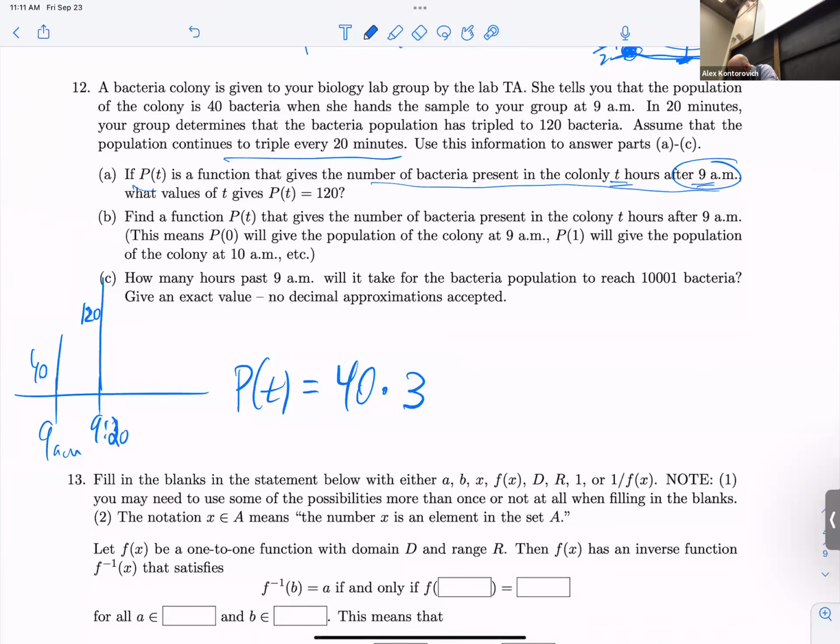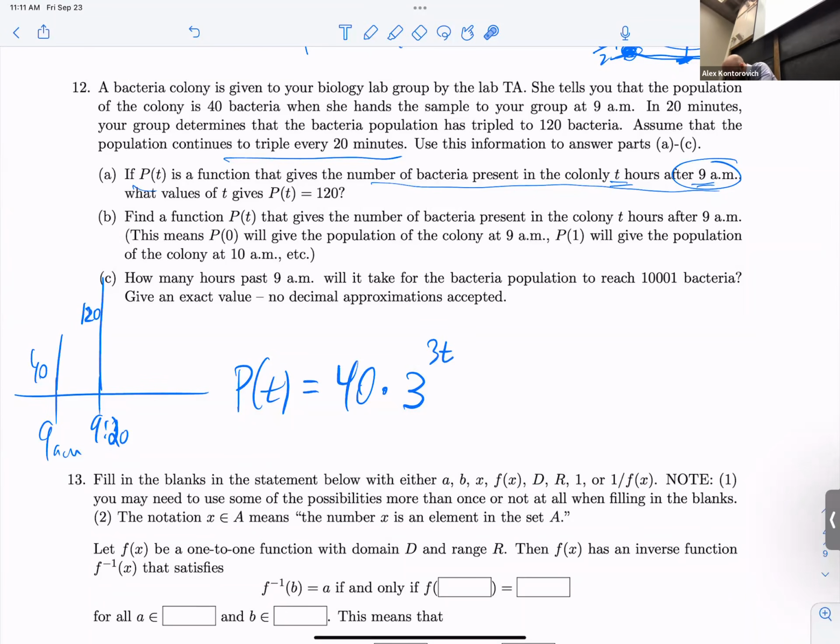Maybe it's 3 to the 3T. Let's see. When T is a third, that's when this is 1, and that's when I get to multiply by 3. And if T is equal to 1, I multiply by 3 and by 3 again and by 3 a third time. So it's 27, 3 cubed, right? That makes sense to me. At 9:20 we've tripled, at 9:40 we've tripled again, and at 10 we've tripled 3 times. So that's 3 to the 3T. All right, great. We've got the equation.